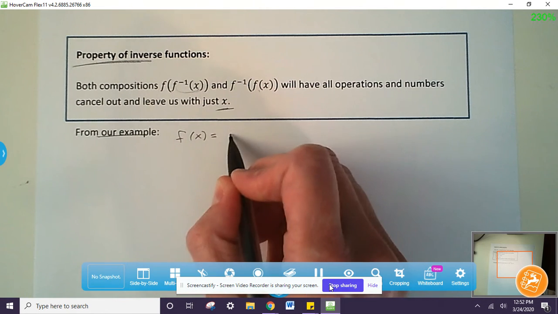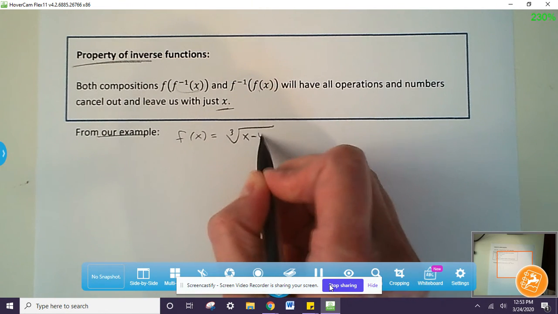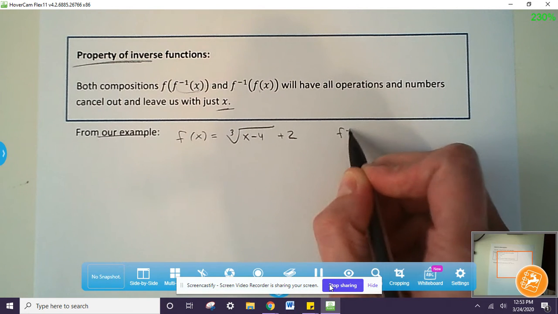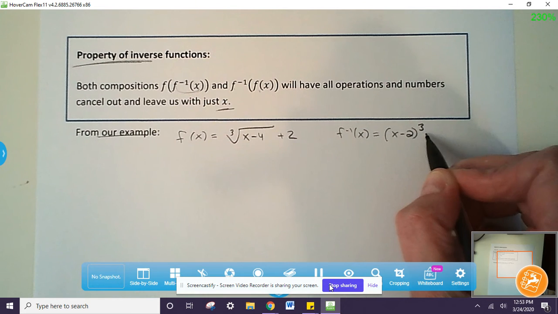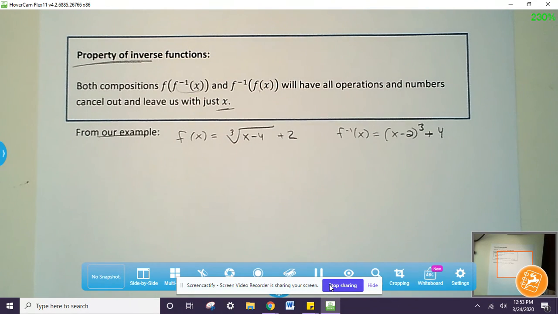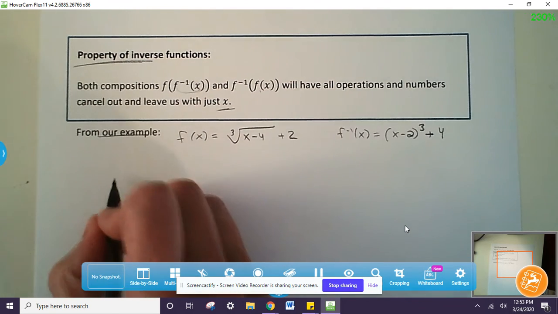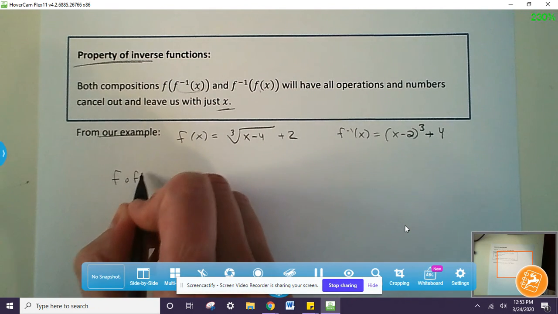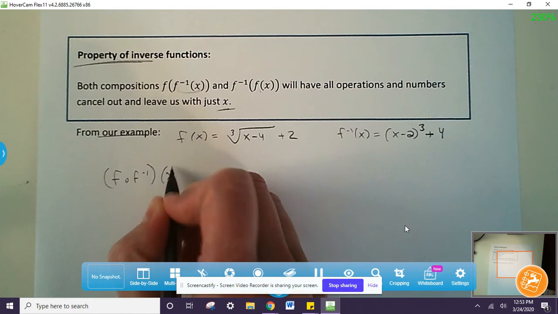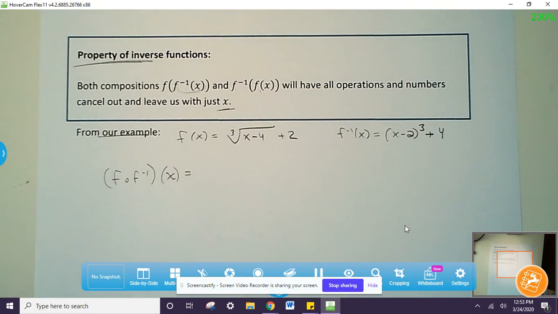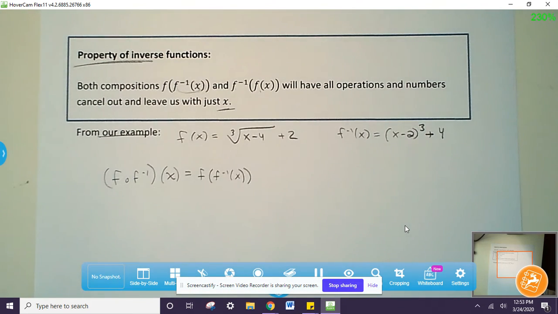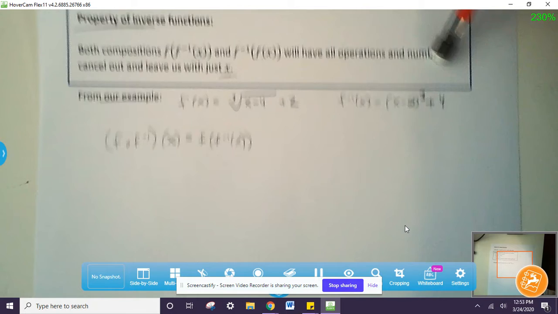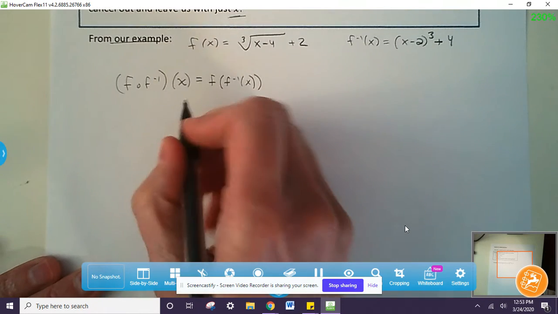So f(x) from our example was the cube root of (x minus 4) with the plus 2 outside. And f inverse for our example was (x minus 2) quantity cubed with the plus 4 on the outside. And my claim here is that because these are inverses, if I were to compose and do f of f inverse of x, when we're finished, everything should cancel out and we should be left with just x. So let's do that work now.